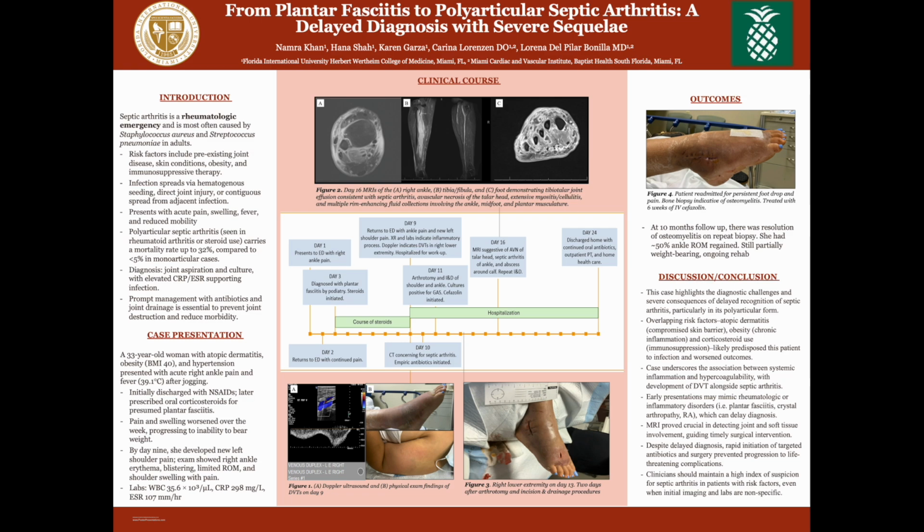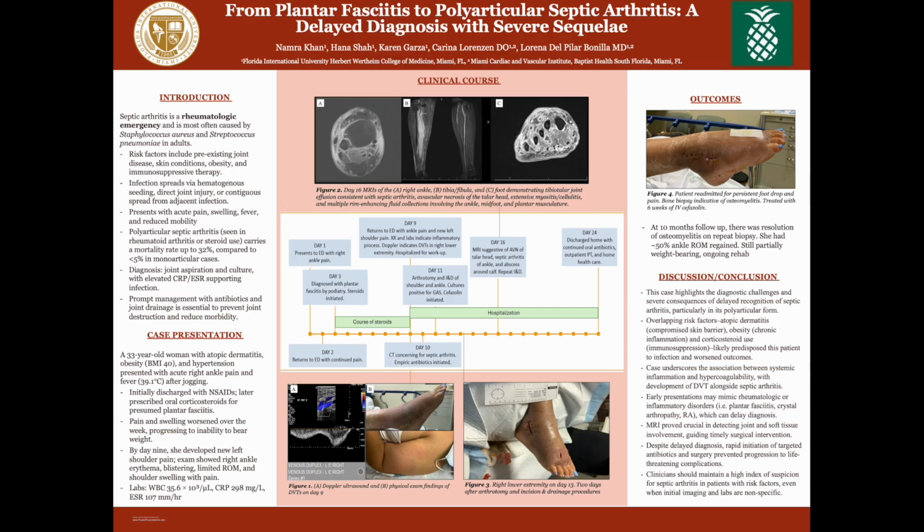The case also shows that systemic inflammation and hypercoagulability can be linked, because the patient developed DVTs alongside her septic arthritis. Ultimately, MRI proved to be critical in defining the extent of the disease and guiding intervention. Despite aggressive management, which included IV antibiotics, she was left with significant complications. At 10 months, she was still slowly gaining her range of motion.